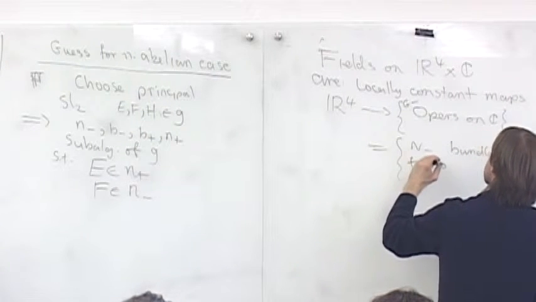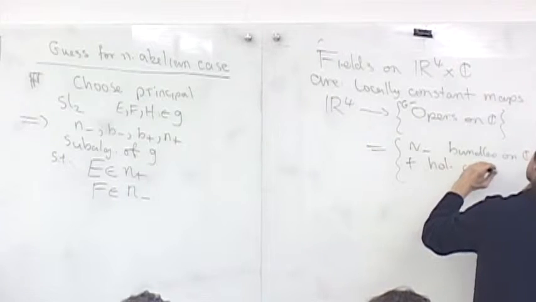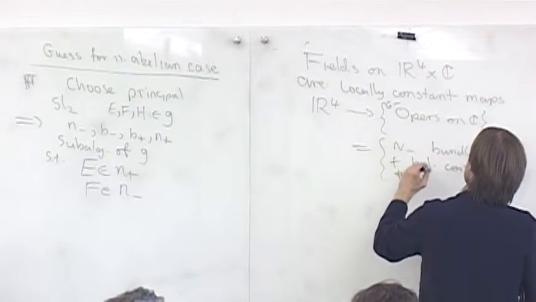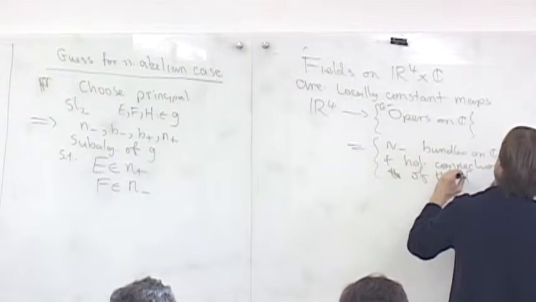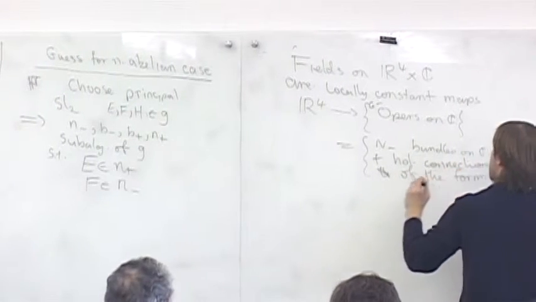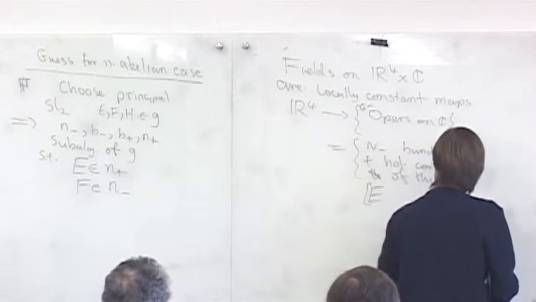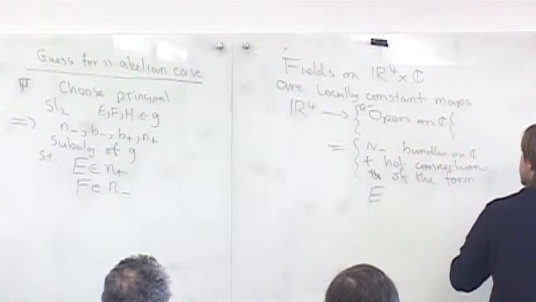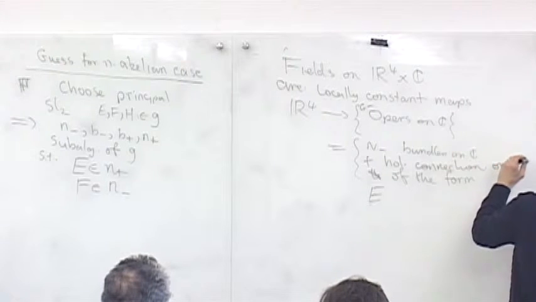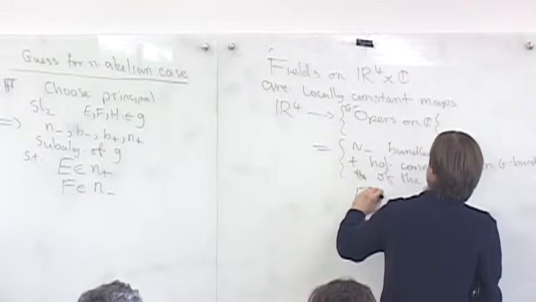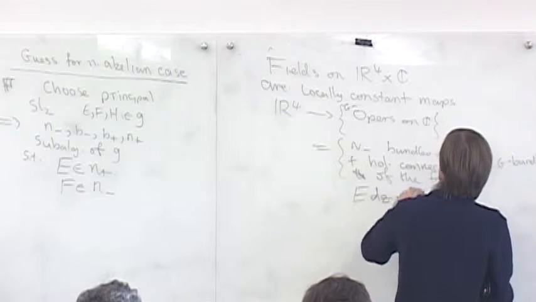plus a holomorphic connection, which looks like it is of the form E. A holomorphic connection on the G bundle, of the form E times dz plus a B connection.